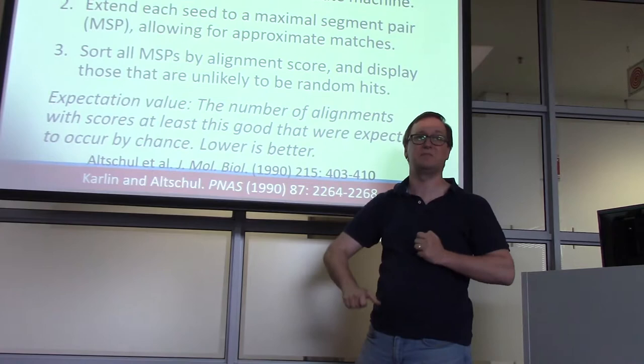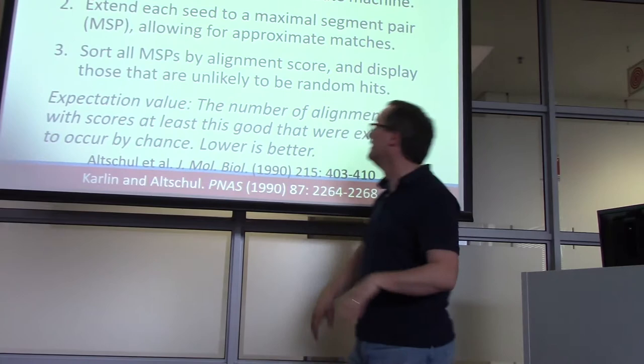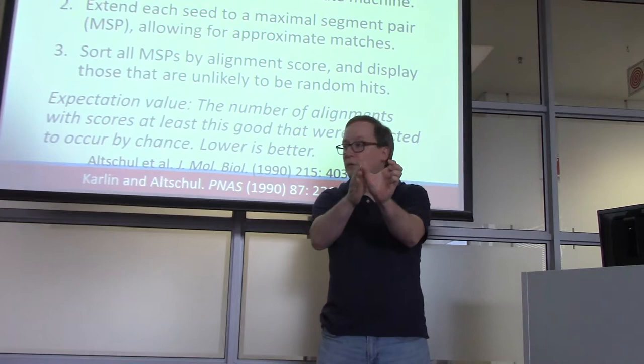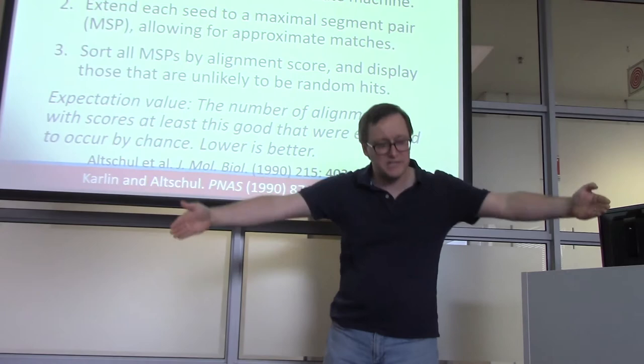I'll just tell you right now, that's one of my favorite questions to ask about. What is a maximal segment pair? We're going to walk through that visually in just a minute. But a maximal segment pair represents an extension from this region of identity through regions that are merely similar. Okay, so the maximal segment pair is this area broadened out from the seed that's going to be scored as the match.